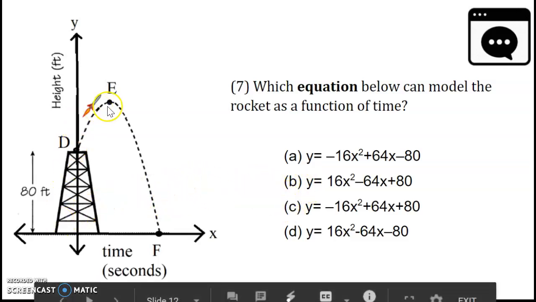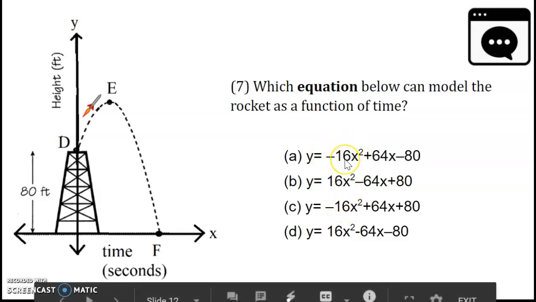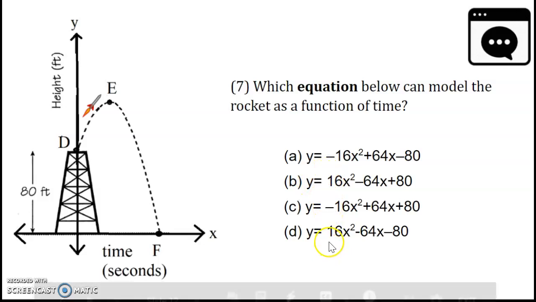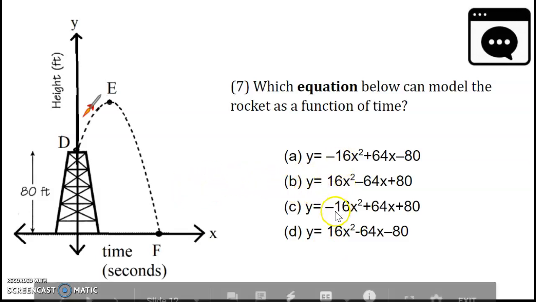First of all, what sort of parabola is this? Is this parabola opening up or opening down? It's opening down. So what do you expect the graph to have when it is opening down? You would expect the leading coefficient, the number in front of x squared, to be negative. So the only two negatives are a and c. So now we've eliminated b and d to be incorrect because these two are positive. If it's positive, it's going to open up and the graph is opening down. So it's either a or c.